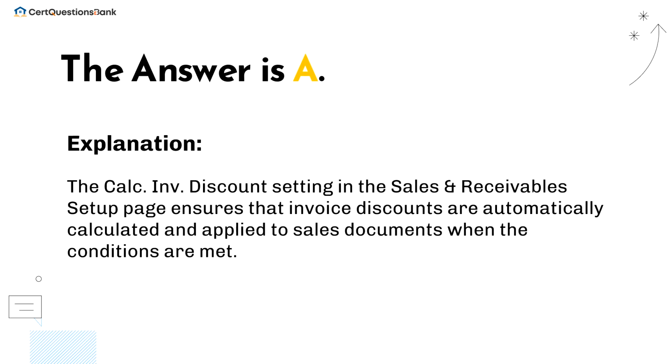The answer is A. The Calc. INV. Discount setting in the Sales and Receivables Setup page ensures that invoice discounts are automatically calculated and applied to sales documents when the conditions are met.